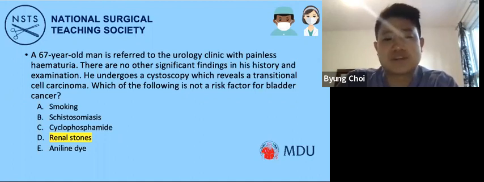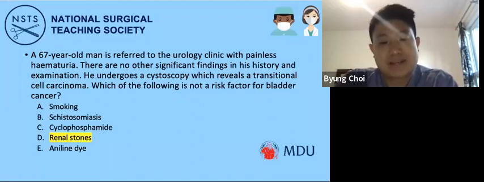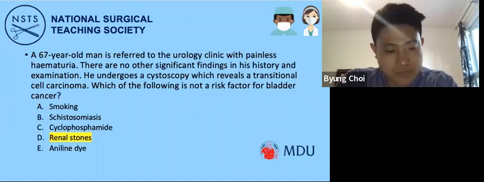And if you think about renal stones, obviously, when they form, people will present with renal colic if it's large enough or irritating enough, but they will generally be treated, or they will pass on their own. And it's more of an acute event. And so it's unlikely to be a risk factor for bladder cancer, okay?